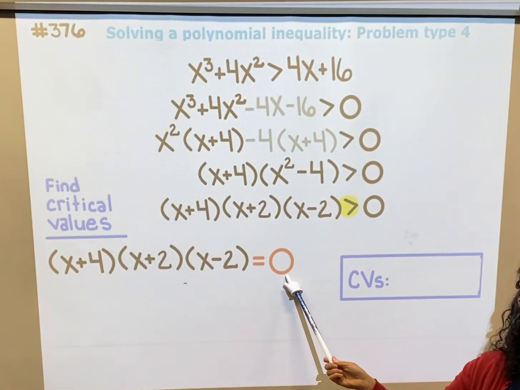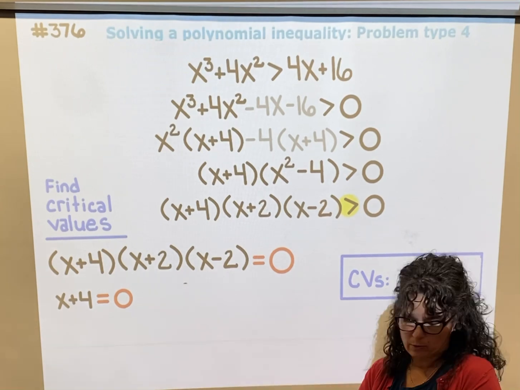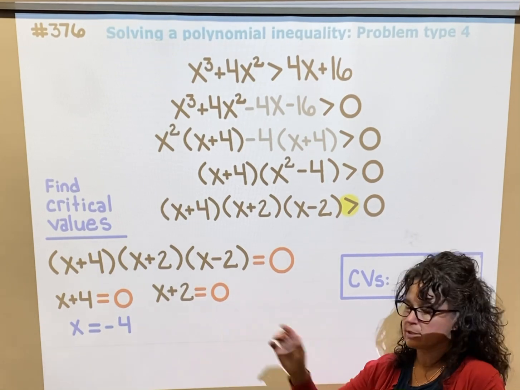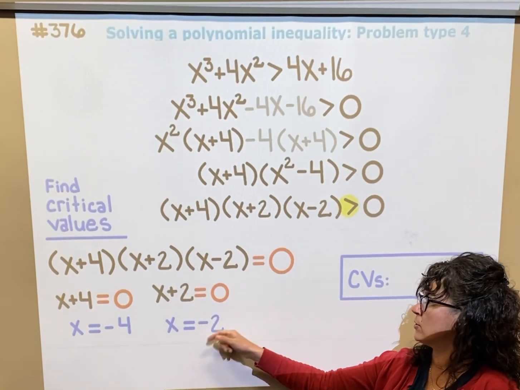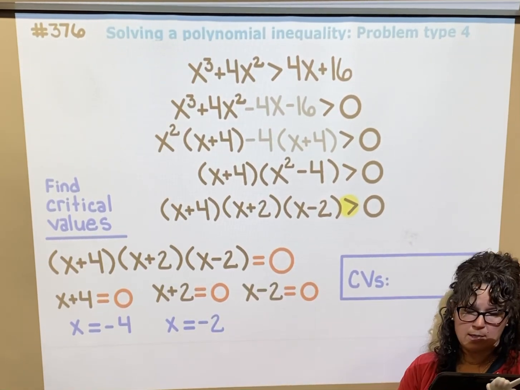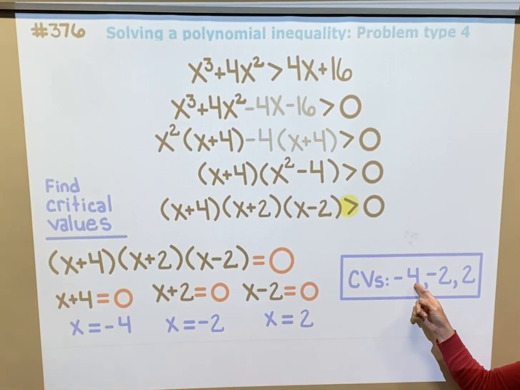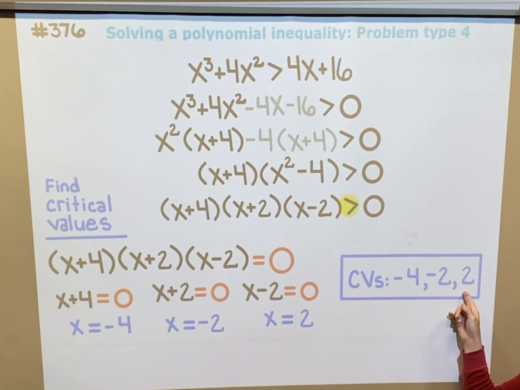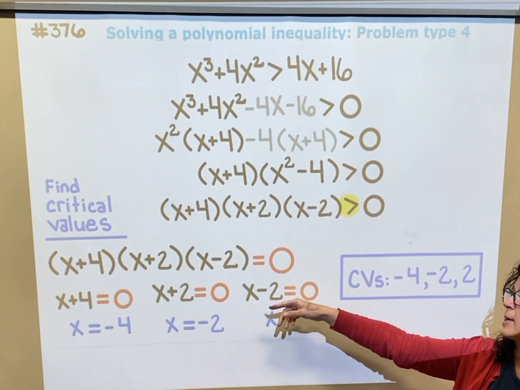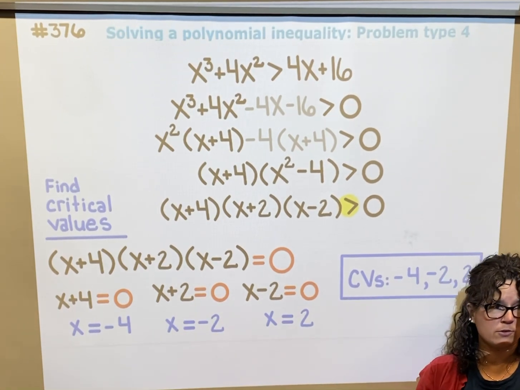So here we go. Then set each of those factors equal to 0. So x plus 4 equals 0 ends up giving me negative 4. x plus 2 equals 0 gives me negative 2. And then x minus 2 equals 0 gives me 2. So I just found my critical values are negative 4, negative 2, and 2. Okay, so everything on one side set to 0, factor, and then change this to an equal sign, solve, and now I have my critical values.